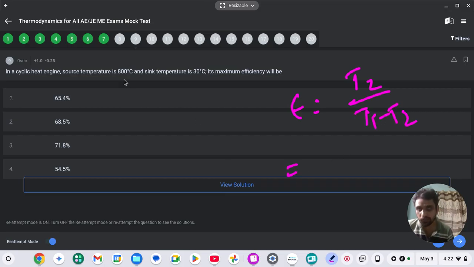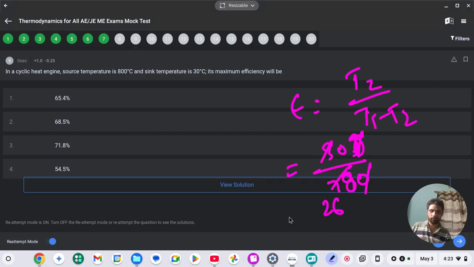T1 minus T2 is 800 minus 30, the difference will be the same in Celsius, so 770, and T2 is 273 plus 30, 303. Maximum efficiency, approximately, we can find out: suppose 300 upon 770, 30 upon 77, 30 upon 78 will be about 10 by 26. Let's find out simply 300 upon 78.